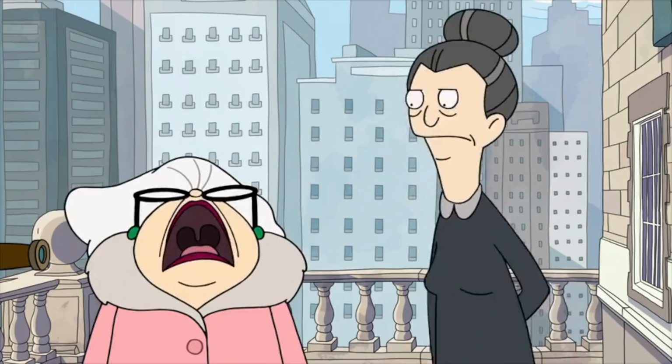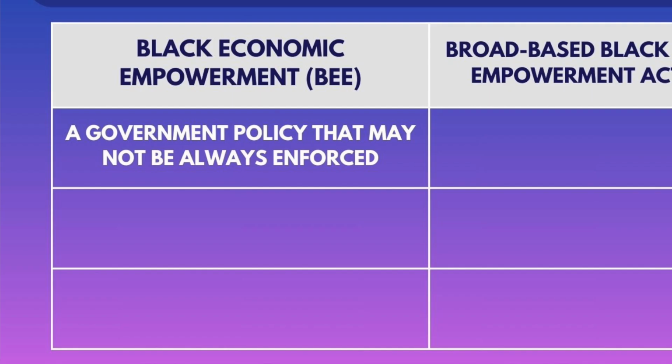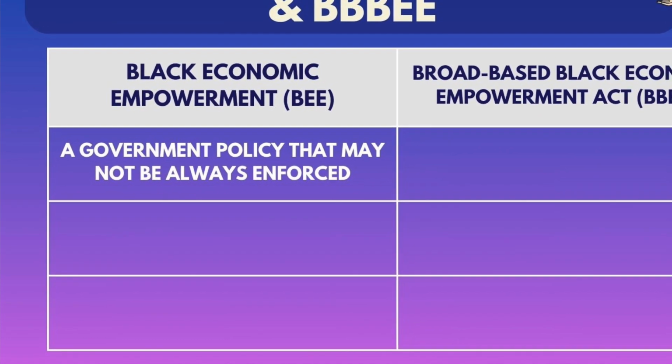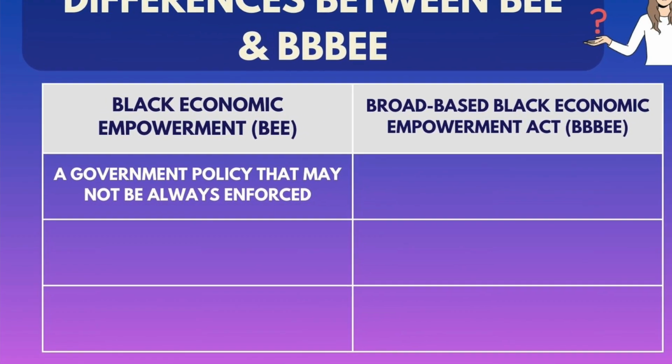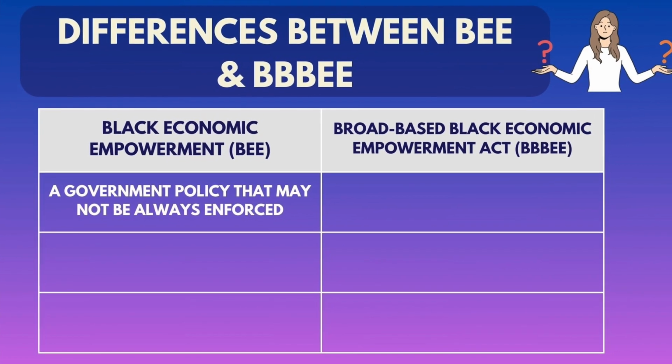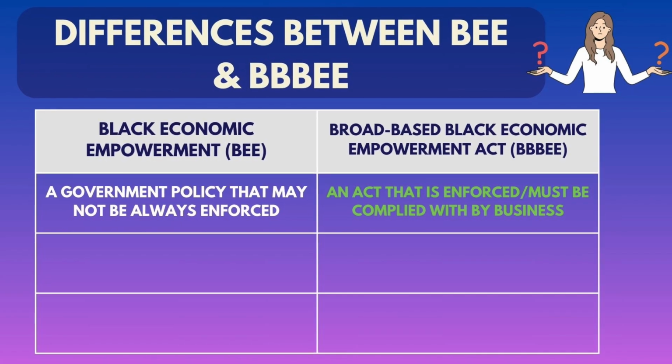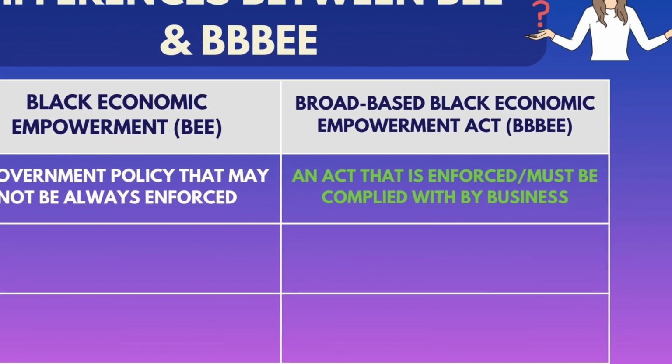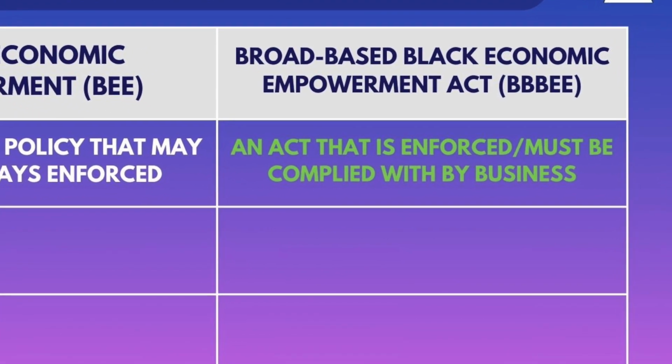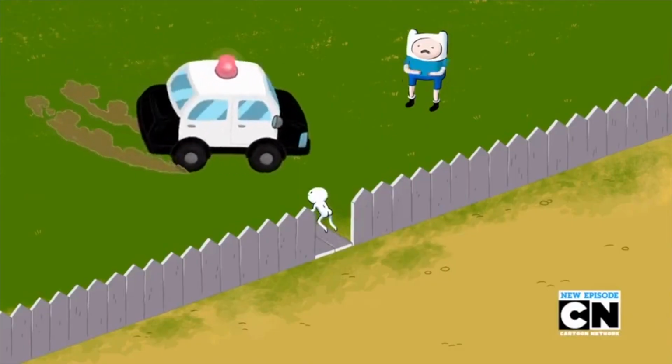Firstly, when it was BEE, it was a policy. Now, a policy is not enforced by law. You decide whether you want to adhere to that policy or not. But Broad-Based is an act. An act is supposed to be enforced on a company. If you don't comply, you are conducting non-compliance. This is the law. We have to do it. You are bound by law. There will be consequences if you don't do Broad-Based Black Economic Empowerment.